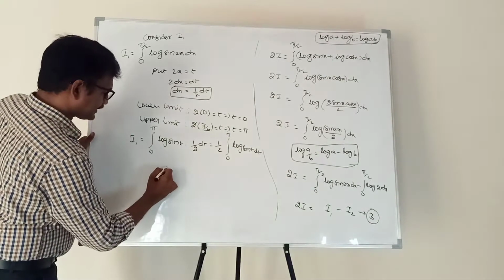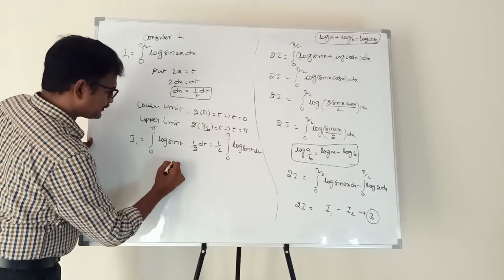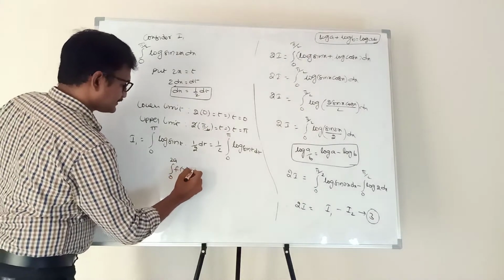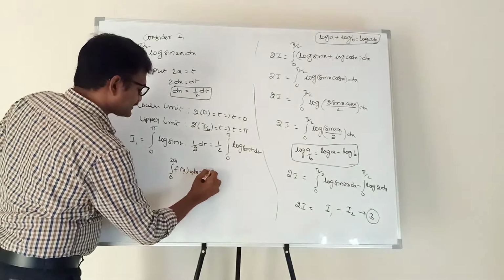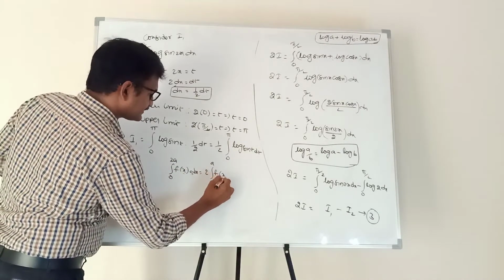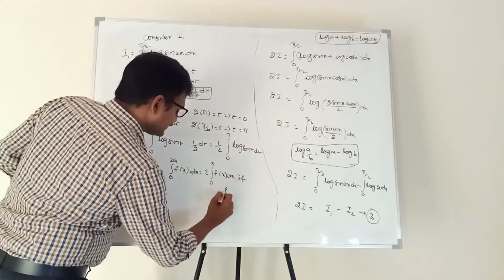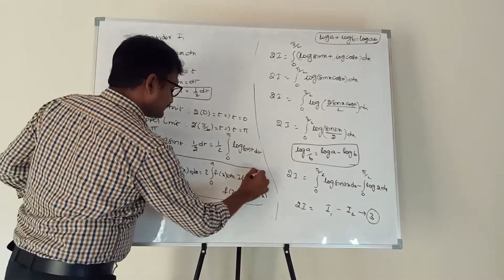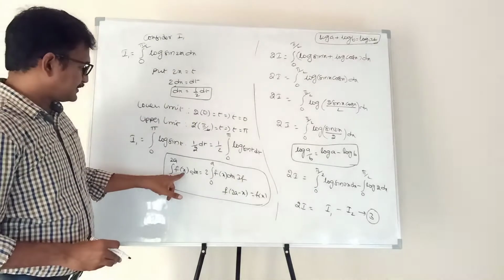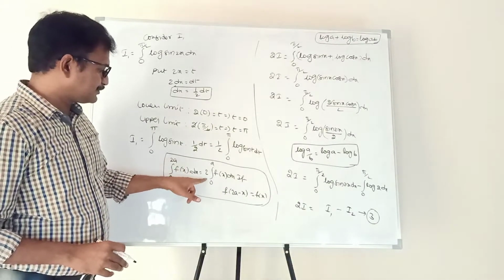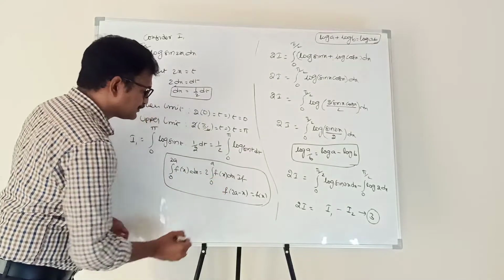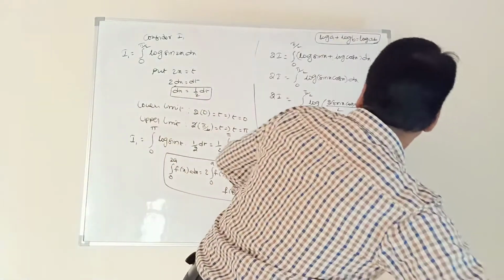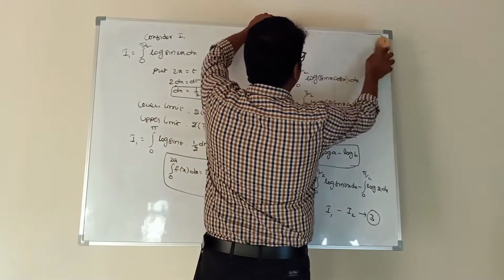Now we replace according to the property: integration of 0 to 2a of f of x dx is equal to 2 times integration of 0 to a of f of x dx, if f of 2a minus x is equal to f of x. This property we already proved.